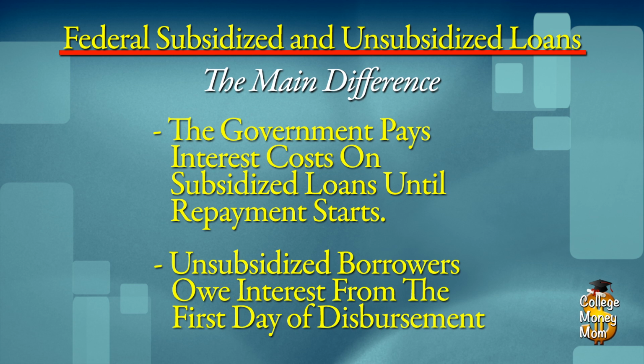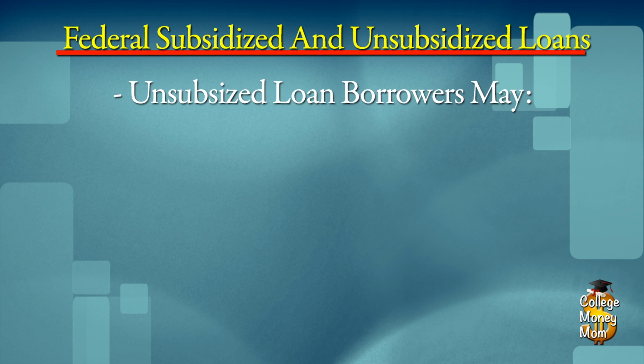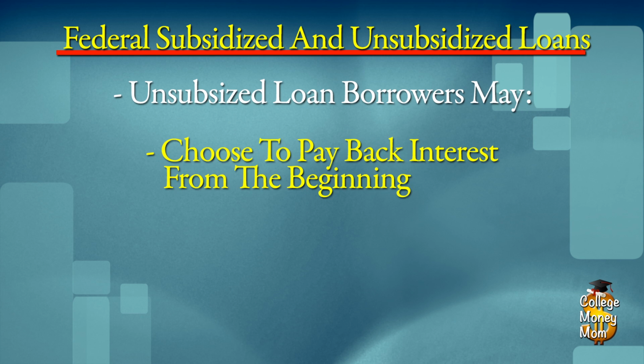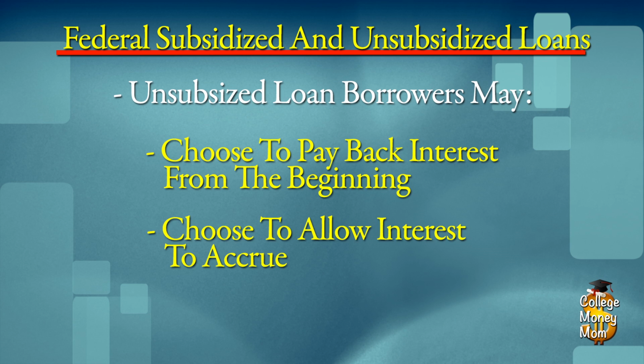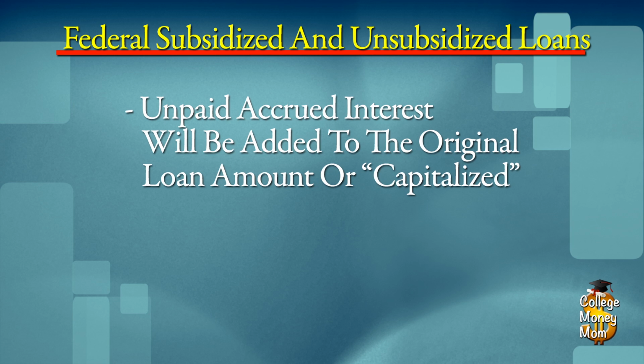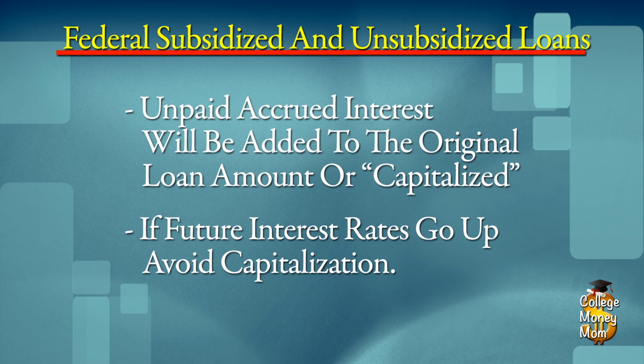Interest is owed from the very first day the loan is disbursed, usually at the beginning of a semester. Student borrowers of unsubsidized loans can choose to pay back the interest right from the beginning if they wish, or they can choose to allow the interest to pile up or accrue until repayment starts. Unpaid accrued interest will then be added to the original amount. This is called capitalization. In times of low interest rates, capitalization may not be as huge a problem, but if future rates for new loans go way up, avoiding capitalization could become increasingly important.